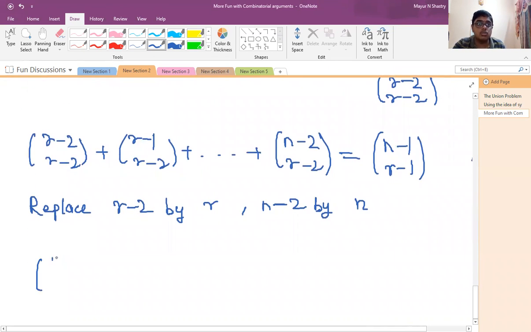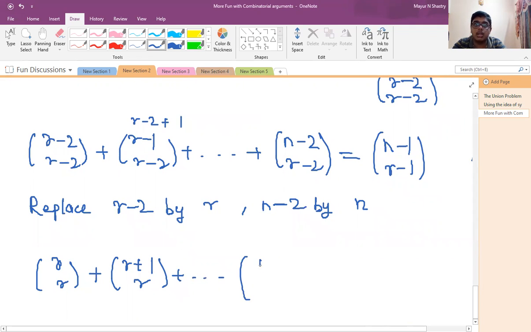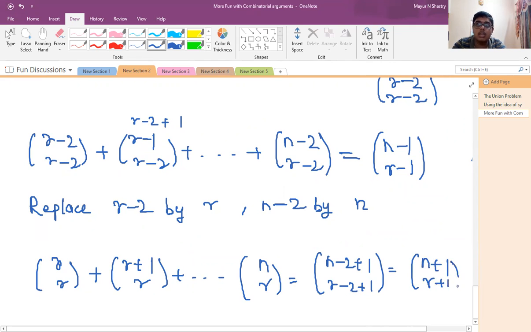So this becomes r, choose r, and this becomes actually r plus 1, choose r, because this can be written as r minus 2 plus 1, and this becomes r, so it's r plus 1, choose r. And n minus 2 becomes n, r minus 2 becomes r. So this can be written as n minus 2 plus 1, choose r minus 2 plus 1, because minus 1 is minus 2 plus 1. We replace n minus 2 by n, so it becomes n, and r minus 2 by r, so it's n plus 1, choose r plus 1. And here is that formula.